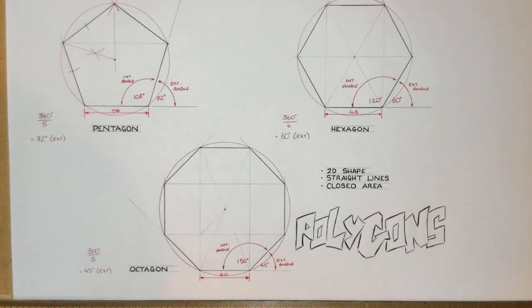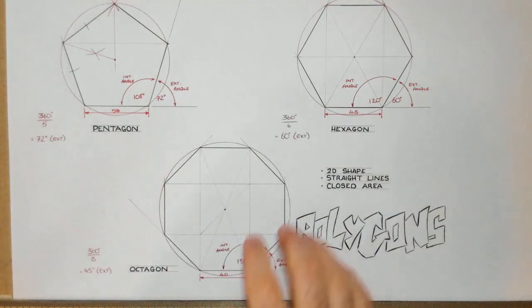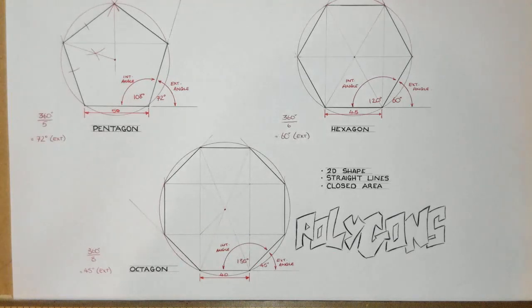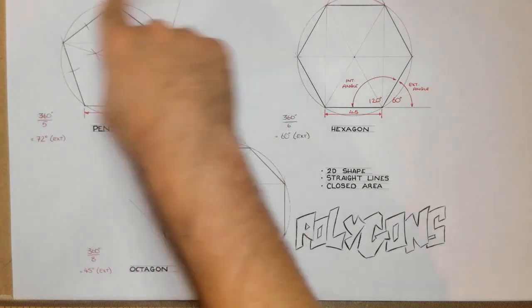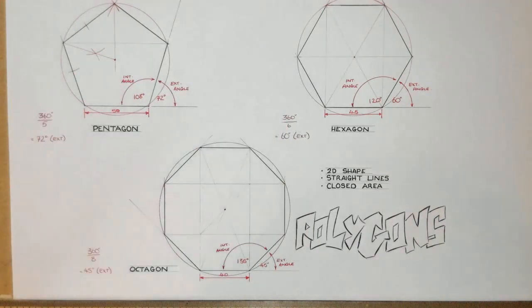There we have it. There is our 3 polygons, our pentagon, our hexagon and our octagon. The construction of how you complete each one of them, and just to show you again how you find the centers, and then using the centers to draw the circles around them. Hope you found that helpful, guys. That is polygons.